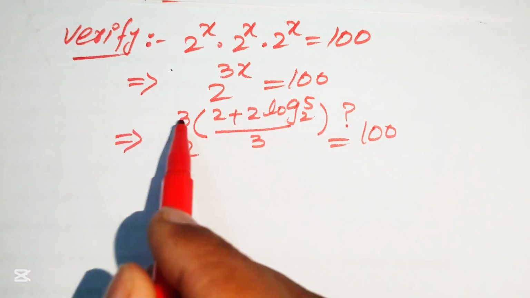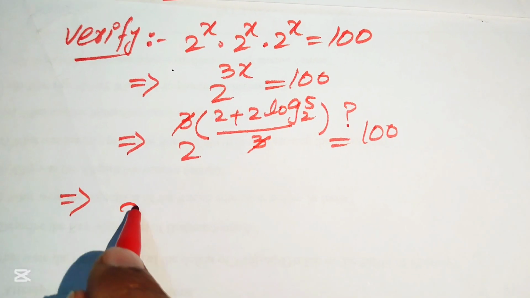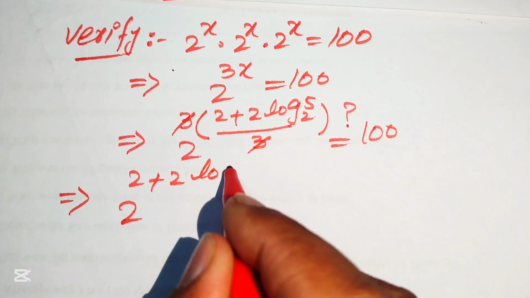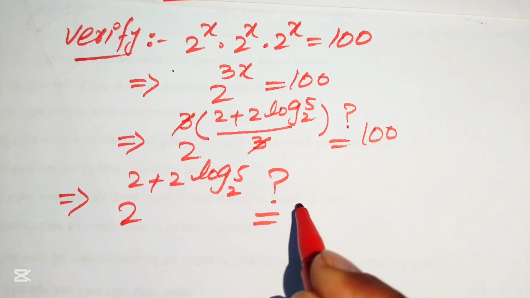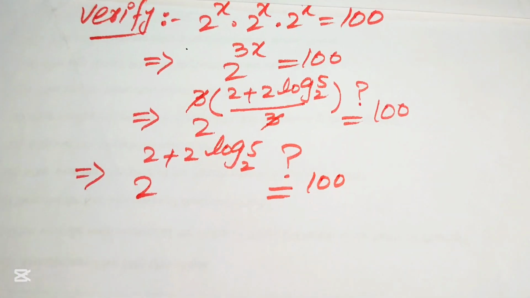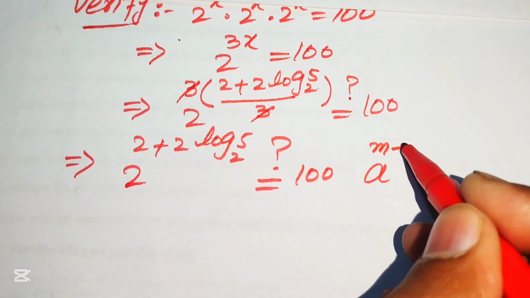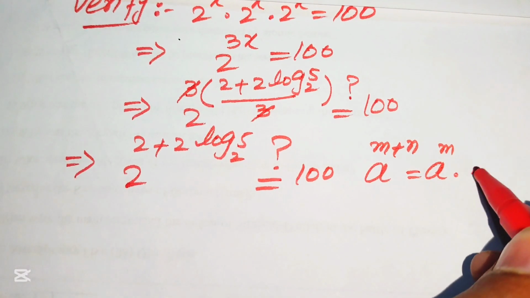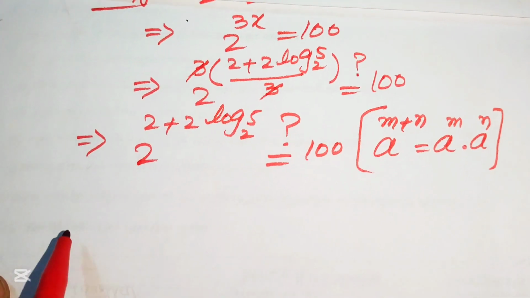Now you see here this 3 and 3 cancel each other, and we will get 2 to the power of 2 plus 2 times log 5 base 2. We check if this equals 100 or not. Okay, so further you see here we apply the exponent law. We have a to the power of m plus n equals a to the power of m times a to the power of n. We apply this exponent law here.